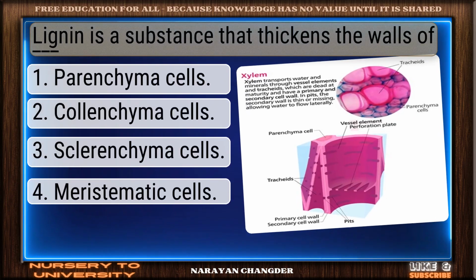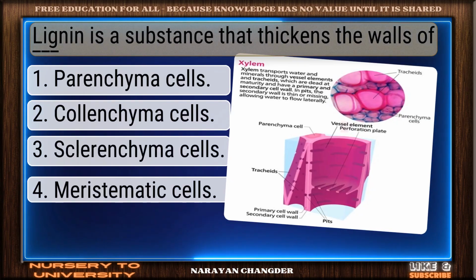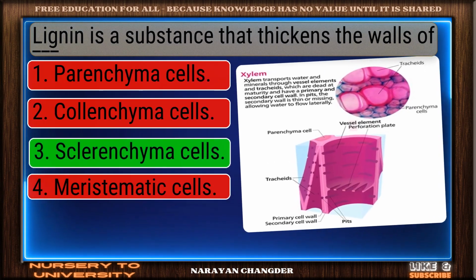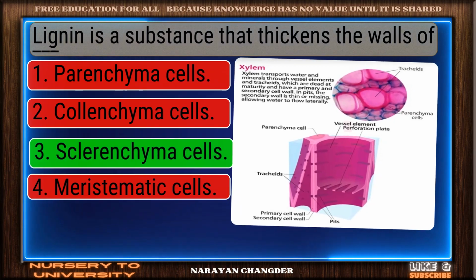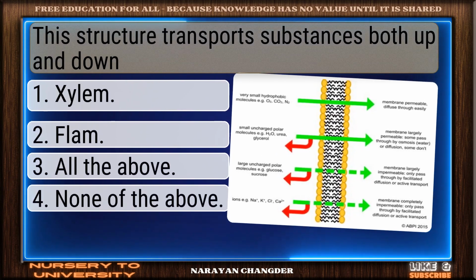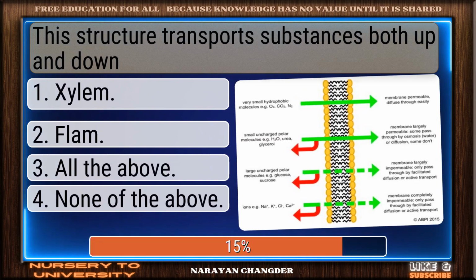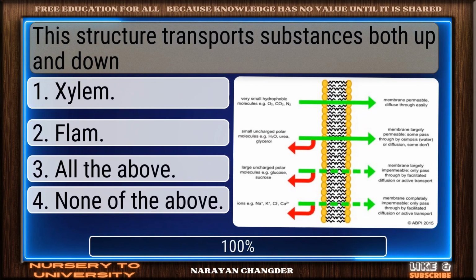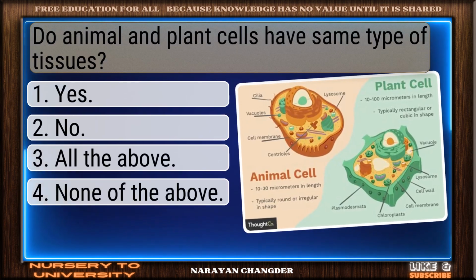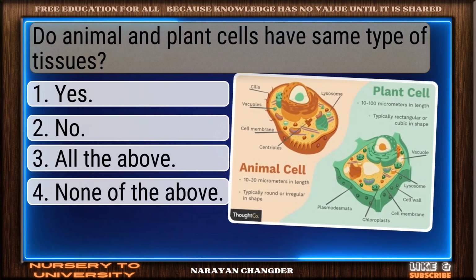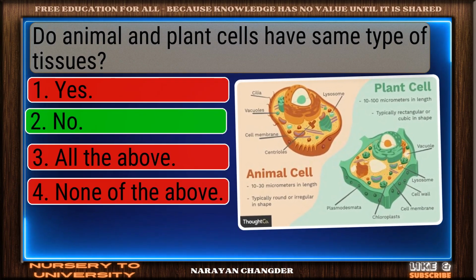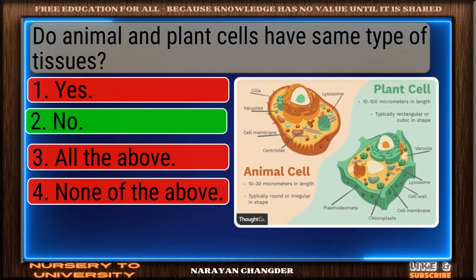Question number 60. Lignin is a substance that thickens the walls of dash. Strong choice. Sclerenchyma cells is the right answer. Question number 61. This structure transports substances both up and down. Smart move. Phloem is an accurate answer. Question number 62. Do animal and plant cells have same type of tissues? You got it. Your choice no is right.